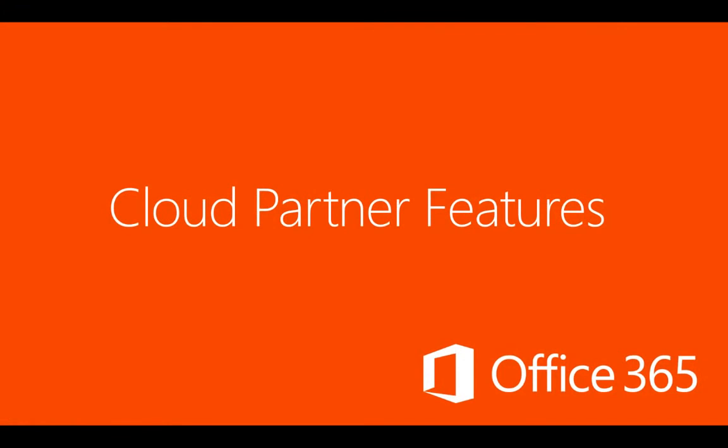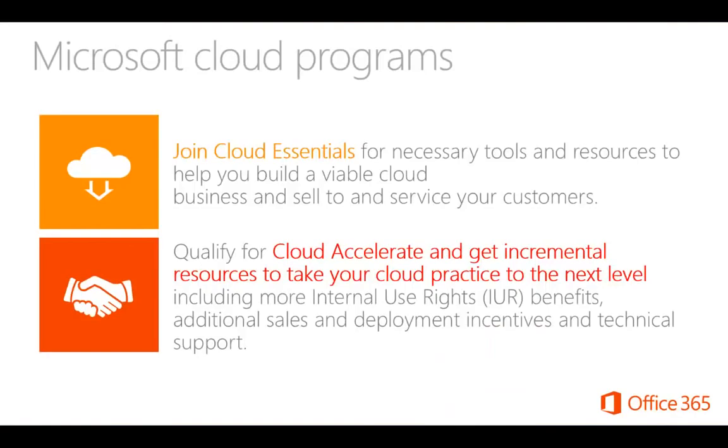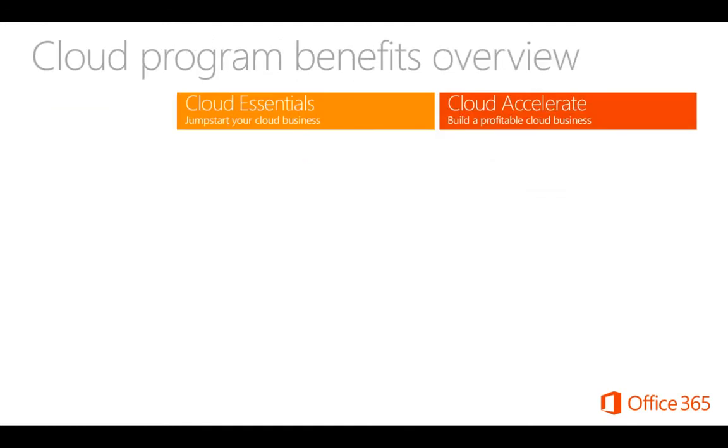I wanted to close today by covering some of the cloud partner features and programs. If you're a Microsoft partner, there are two primary programs that you can join. The first is Cloud Essentials, which is everything that you need to do to be able to sell Office 365. And once you have a few deployments under your belt, you can actually qualify for Cloud Accelerate, where you'll get some additional resources to help take your cloud practice to the next level. So you'll get more internal use rights so that you can be running Office 365 within your own environment for free. You get some additional sales and deployment incentives and technical support.